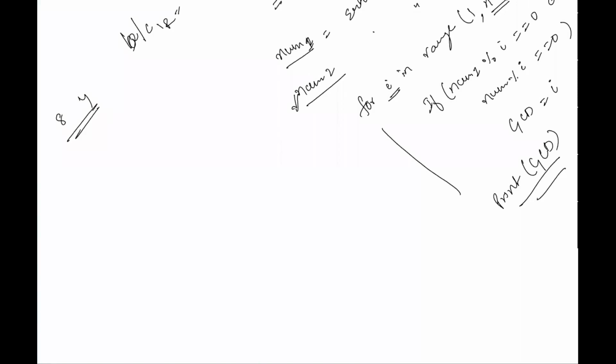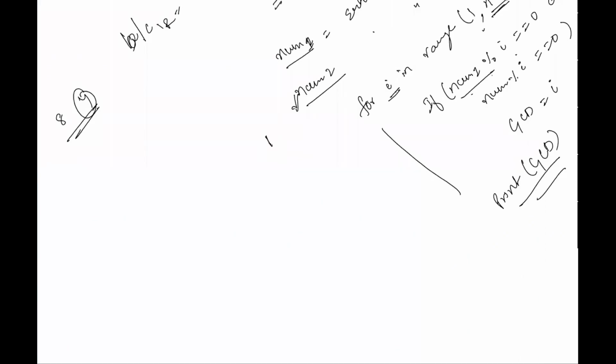Okay, so if the two numbers are 8 and 4, the smaller of these two is 4. I will take 4 and I will say for I in range of 1 to num2 plus 1. So from 1 till 4, you go in a loop and then you check num1 mod of I. Initially the value of I is 1. It is starting from 1.